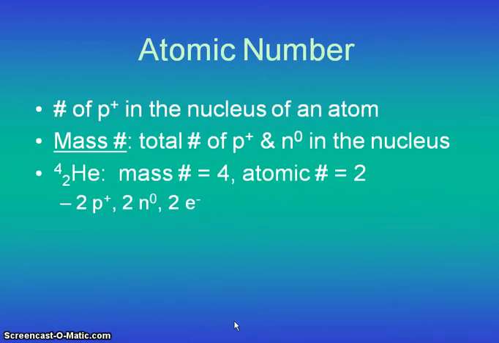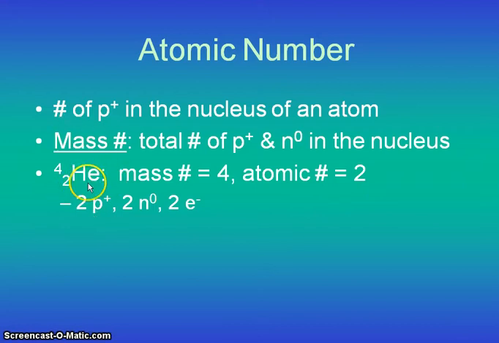Atomic number, as I mentioned, is how many protons are in the nucleus of an atom. When you're looking at mass number, again, that's the total number of protons and neutrons in the nucleus. So if you're given a symbol such as this one here, this is called a nuclear symbol, where you have the mass number on the top, the atomic number on the bottom, and the letter symbol next to it, you should be able to tell me that the mass number is 4 here, that the atomic number is 2, and then you should be able to identify how many protons, neutrons, and electrons this element would have.